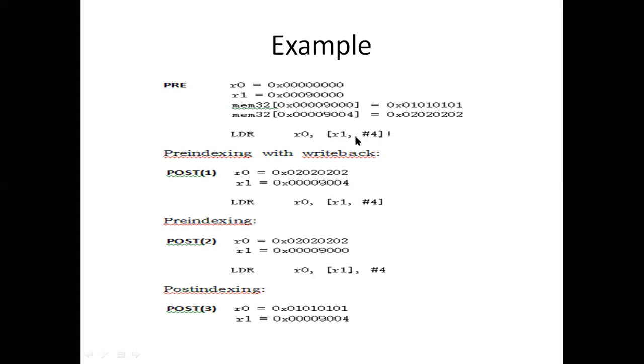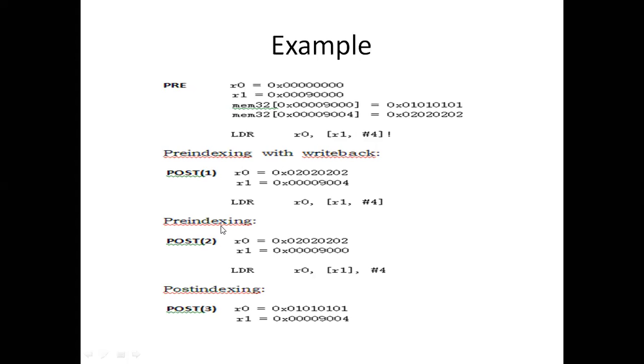Now R1, #4. Before fetching the value, what we are doing is changing the value of R1. R1 was initially 9000, plus 4, it becomes 9004. So what is the value at 9004? That is 2020202, and 2020202 will be loaded into R0. Now R1 has been updated.